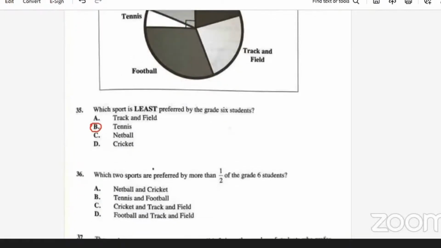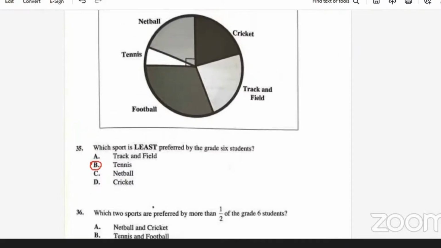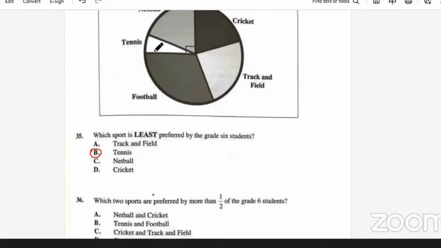Which two sports are preferred by more than half of the grade 6? So when you combine the two, which one would give you more than half? They didn't say half, they said more than half. So if we should combine netball and cricket, if we were to combine these two, that's not. If you said we take out these two slices, right? It's a pie, we take out these two slices. Would it be more than half, netball and cricket? No. Let's try another option. Tennis and football. Here's tennis and football. Would that be half if you combine these two?